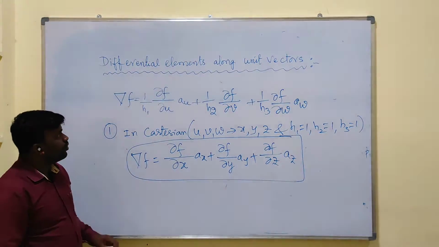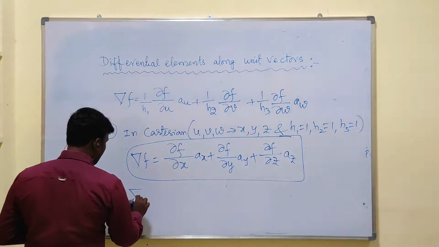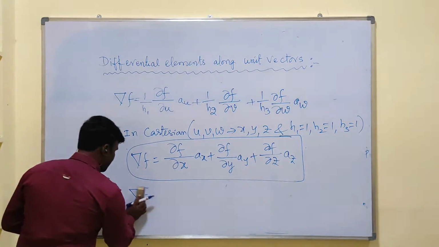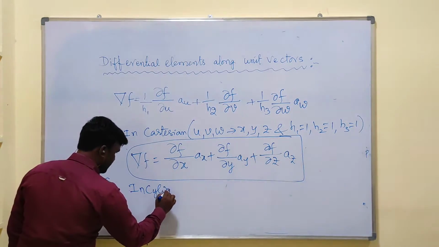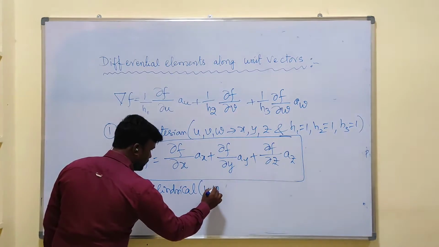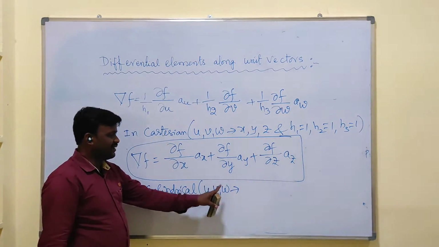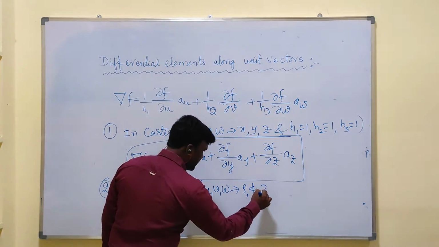Okay, now move on to the second one, that is what? Del f in cylindrical coordinate system. In the cylindrical coordinate system, u, v, w. Tell me, what are u, v, w? First element, second element, third element in the cylindrical coordinate system. That is rho, phi, z.